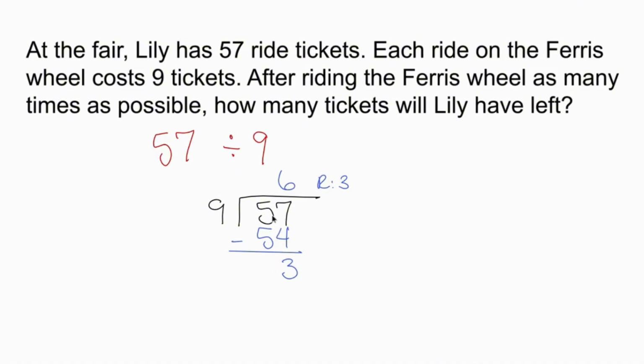Now what this means is if Lily has 57 tickets, each Ferris wheel ride costs 9 tickets, she's going to ride the Ferris wheel 6 times. She can't ride it again because she has 3 tickets left over and each ride costs 9 tickets.